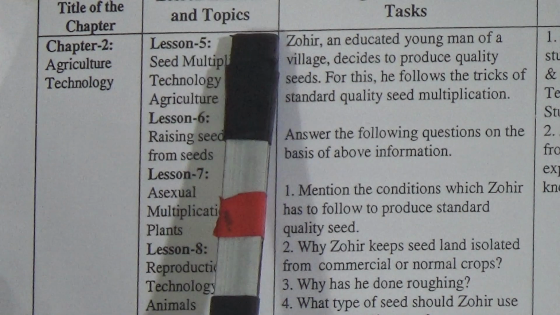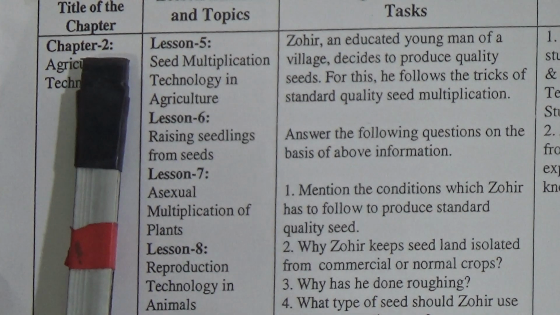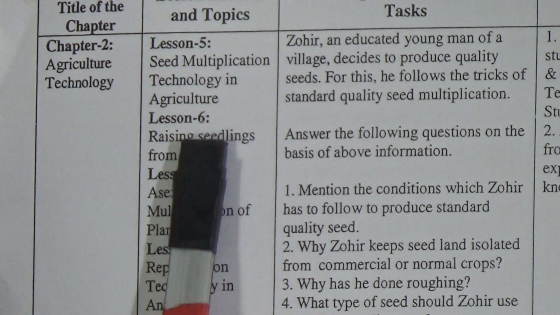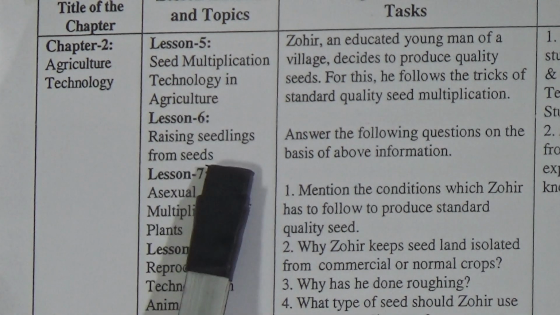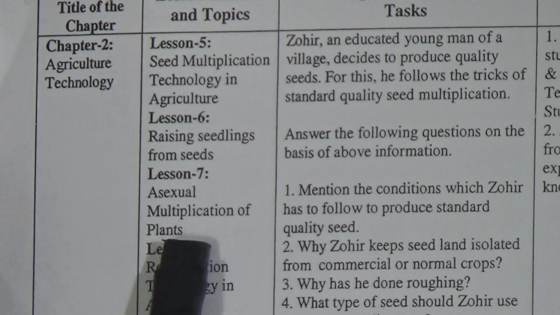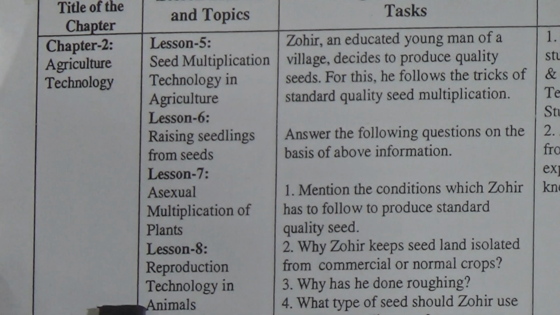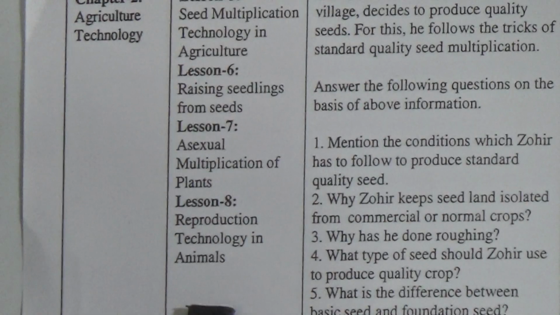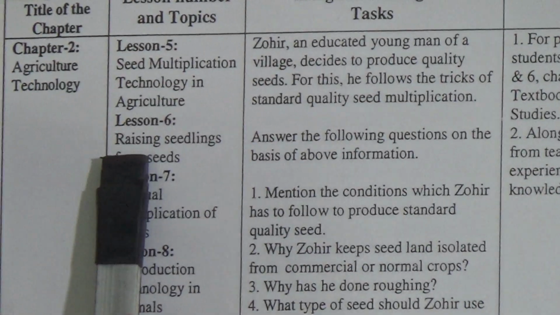Then the lesson numbers and topics. Here are given lesson 5, seed multiplication technology in agriculture. Lesson 6, raising seedlings from seeds. Lesson 7, asexual multiplication of plants. Lesson 8, reproduction technology in animals. Mainly you will follow lessons 5 and 6 for today's assignment.